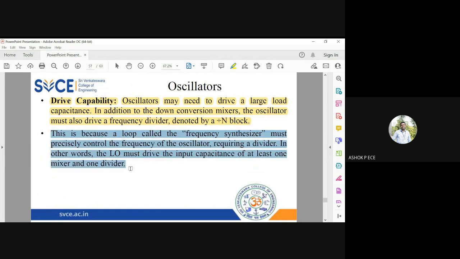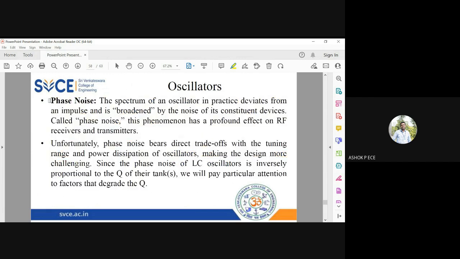If you are going to use a frequency synthesizer to obtain different frequencies from a single frequency, it must drive a lot of capacitance to form a divide by n network. And all oscillators are prone to be affected by a noise called phase noise, and it has an effect on the transmitters and receivers. Unfortunately, phase noise is related with all the parameters, and it is very challenging to deal with because it will degrade the quality factor of your circuit.